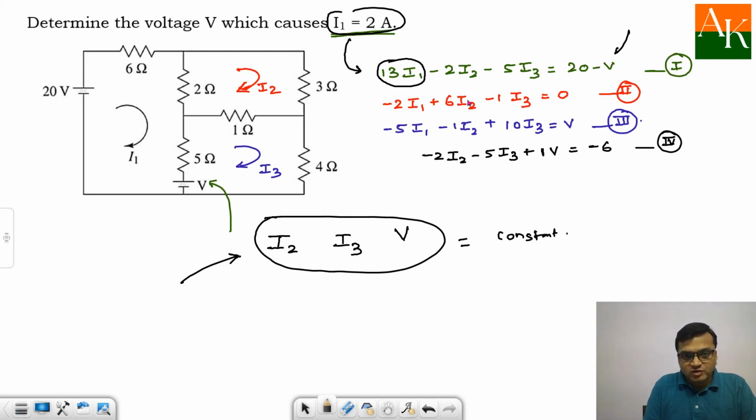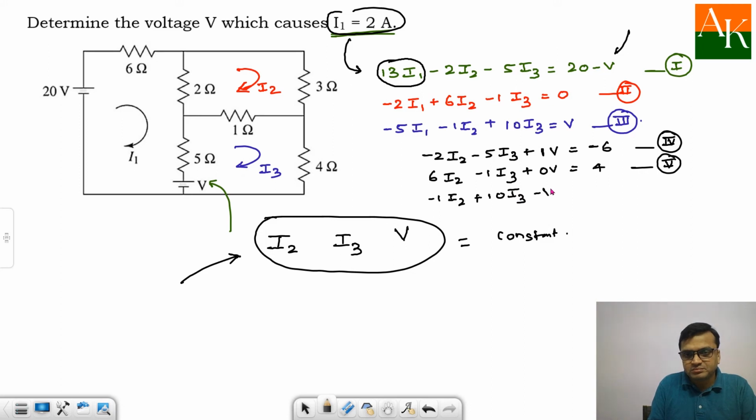From equation 2 I will write 6 times I2, because you have to form the equation in I2, I3 and v. Then I will have minus 1 I3, no problem. There is no v over here, so I will write 0v is equal to plus 2 times I1, but I1 is 2, so this will become 4. This is my fifth equation. And the sixth equation, from equation number 3, will be minus 1 time I2 plus 10 times I3 minus v is equal to plus 5 times I1. When you transfer to the RHS, I will have plus 5 times 2, so this will lead to 10. And this is my equation number 6.